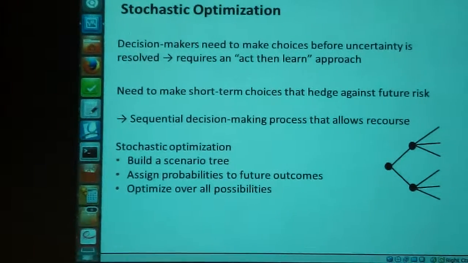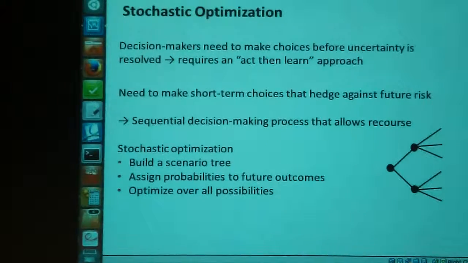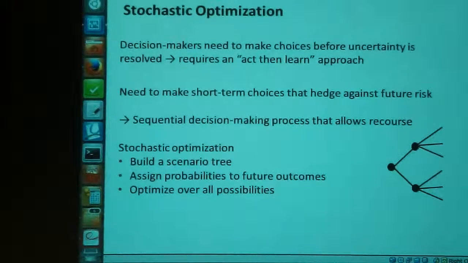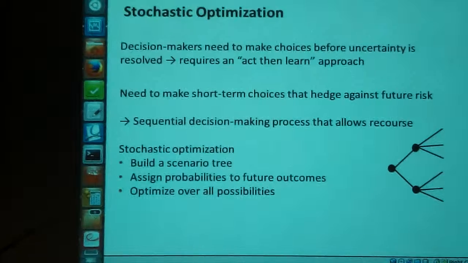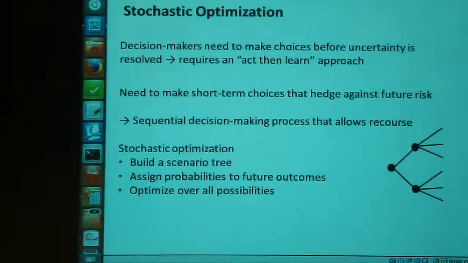So decision makers need to make decisions before uncertainty is resolved, right? They don't have a crystal ball. So we should be delivering them insight that accounts for that future uncertainty. So we're looking at a sequential decision-making process that allows recourse.